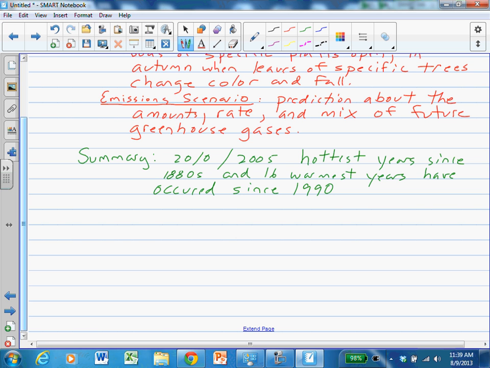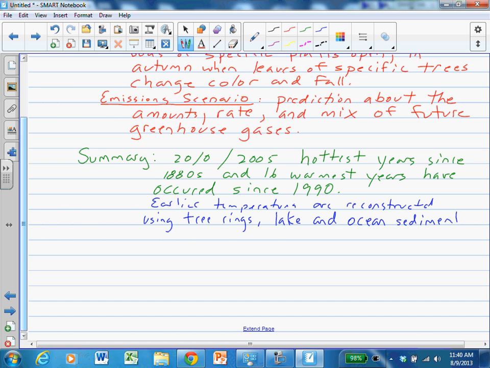Earlier temperatures are reconstructed using tree rings, lake and ocean sediments, stalagmites, small air bubbles in ancient ice, and coral reefs as some examples of proxies.